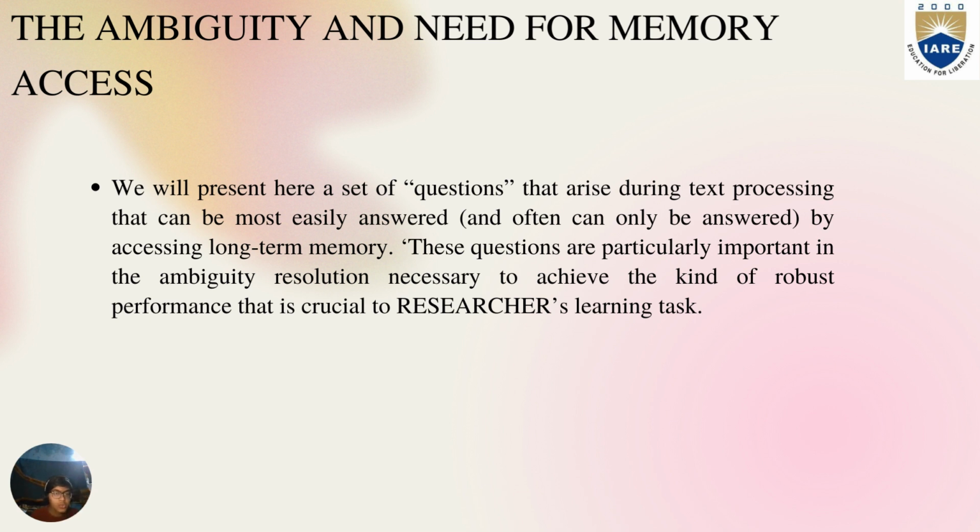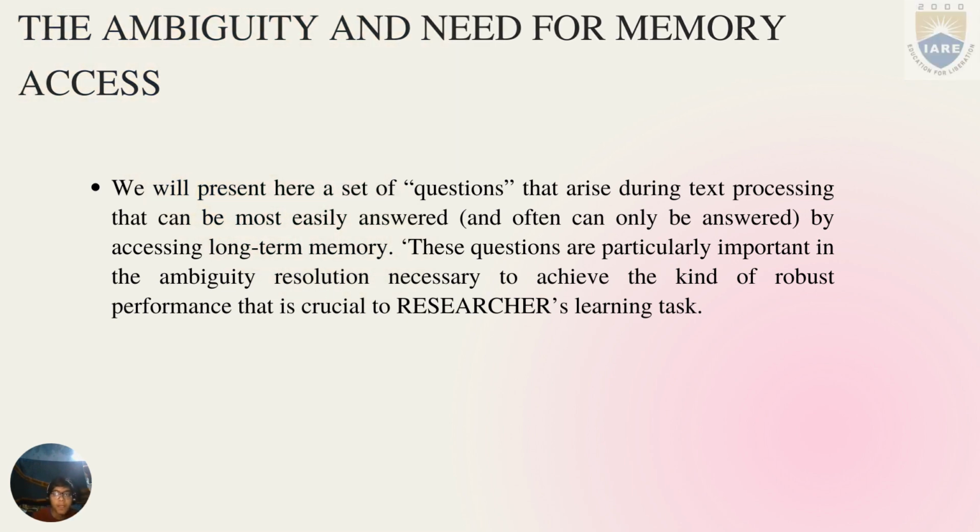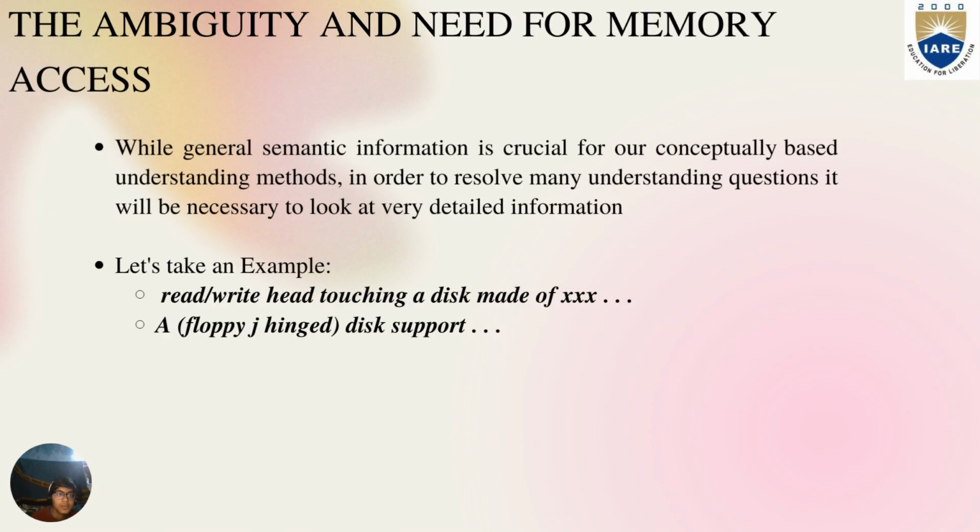So we are going to use memory more than the conventional semantic interpretation in order to have a clearer understanding of the objects that are present in the text, and the computer is able to read the text more effectively. Moreover, we are going to present questions to the researcher in order to make the text unambiguous. And these questions are asked to the memory.